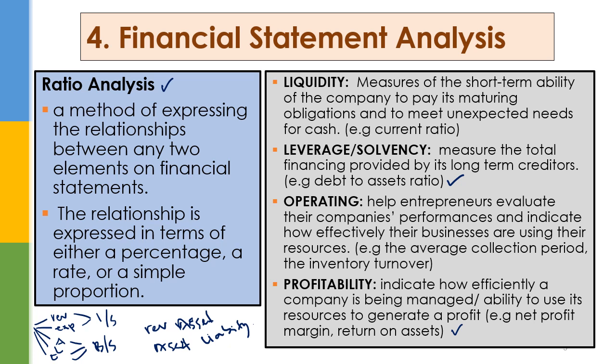A company's income or profit is very important because it can affect the company's ability to obtain debt or equity financing. So as a consequence, creditors and investors are very interested in evaluating the company's profitability. So they may use the net profit margin and return on asset ratio as the ultimate test of management's operating effectiveness.